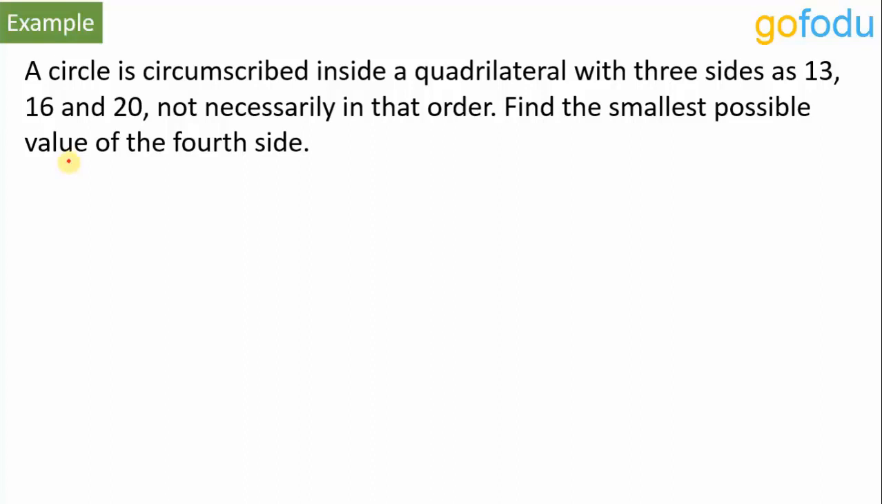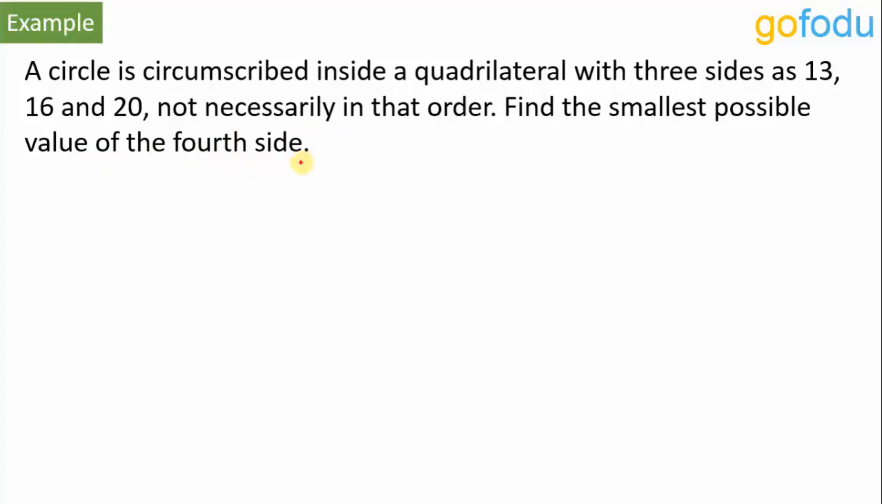Let's solve a few questions based on circles. A circle is circumscribed inside a quadrilateral with three sides as 13, 16 and 20, not necessarily in that order. So three sides are given to us but not in order. Find the smallest possible value of the fourth side.